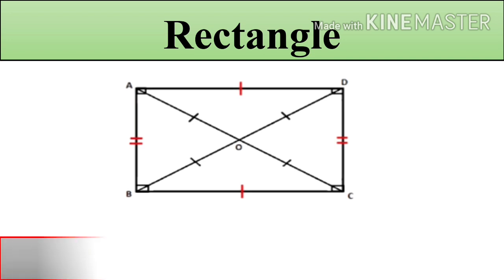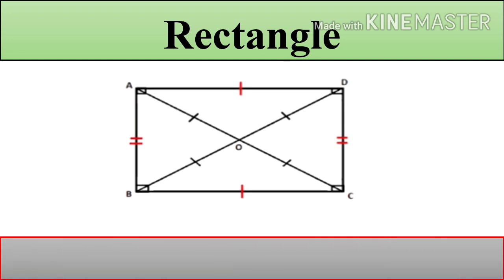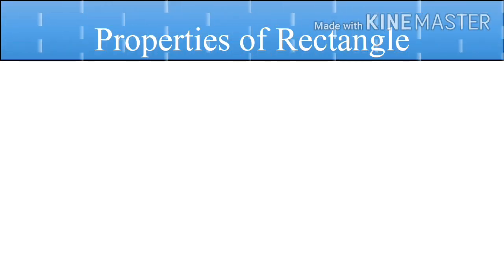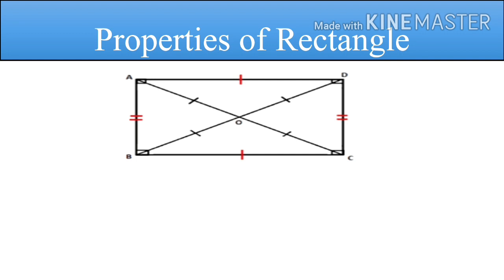Now rectangle. A quadrilateral is a rectangle if all its angles are right angles, then we can say that the quadrilateral is a rectangle. There are some properties of a rectangle.